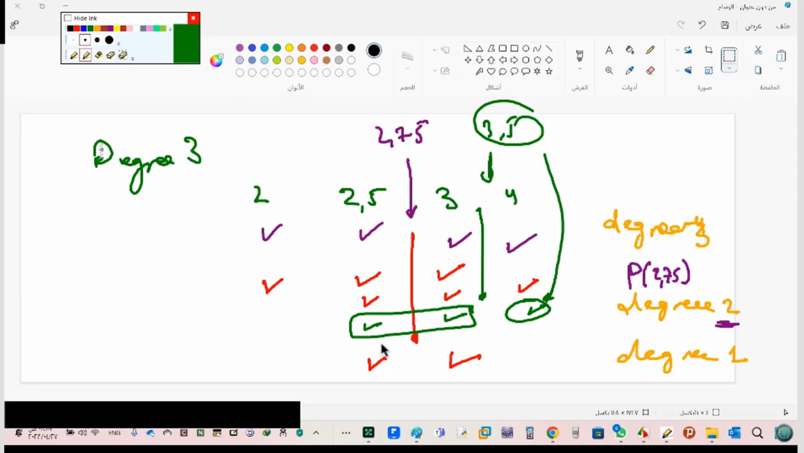So for 4 points, we have degree 3, 2, 1. For degree 2, I have degree 2 and degree 1. So at 4 points, we have 3, 2, 1. At 3 points, we have 2, 1. At 2 points, we have 1. Clear?